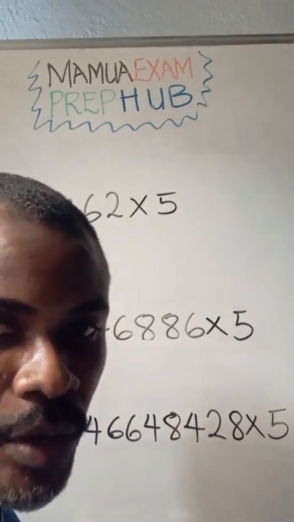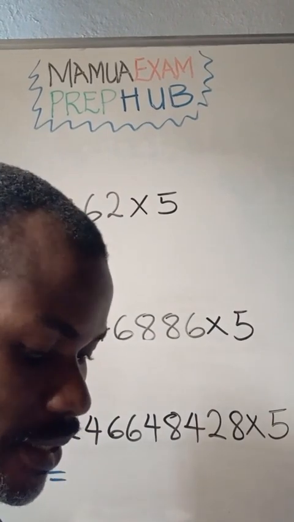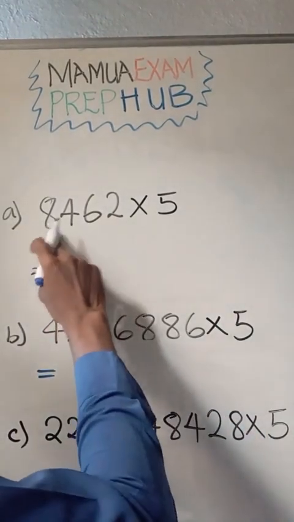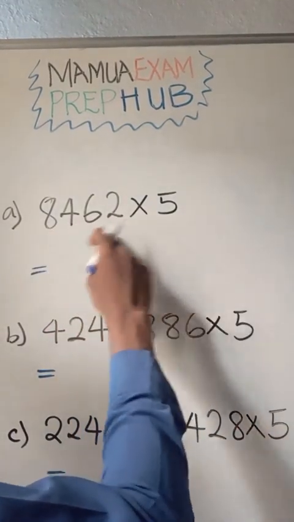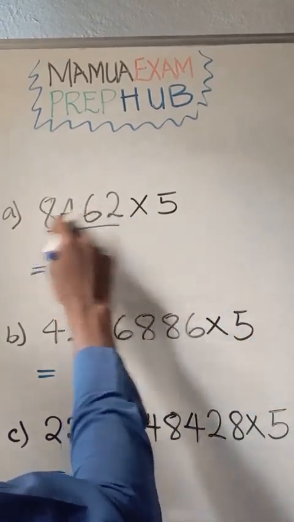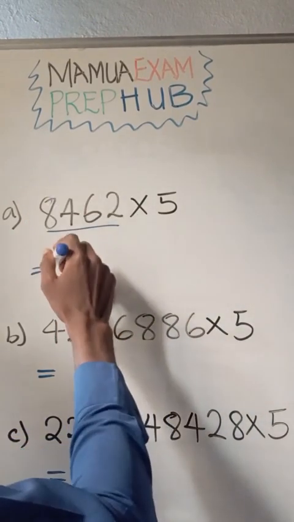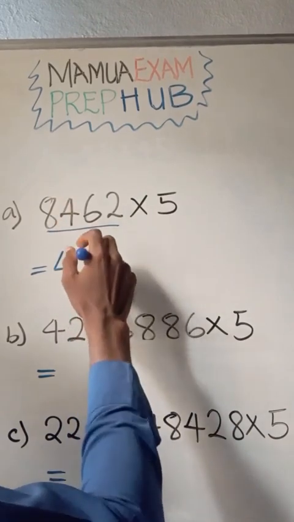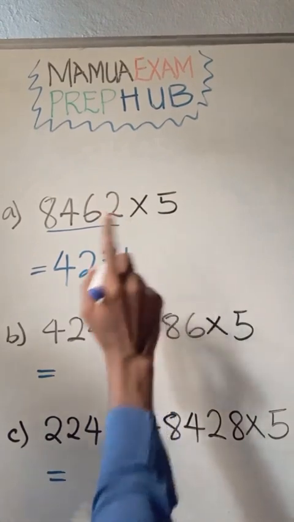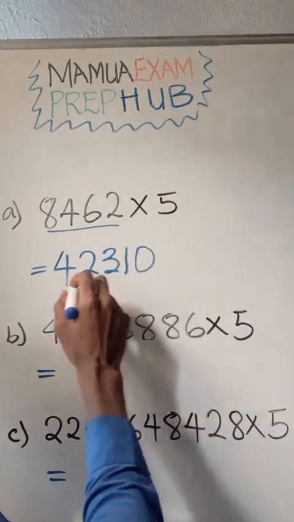Alright, even faster than a calculator, we are going to multiply these numbers by 5 without wasting much of our time and getting the answer correctly with speed and accuracy. So for the first one, 8,462 times 5. We are going to divide all this by 2 because it's an even number, because it ends with 2. So 8 divided by 2 is 4. 4 divided by 2 is 2. 6 divided by 2 is 3. 2 divided by 2 is 1. Remember the rule, if it ends with an even number, you end it with 0. So this is your answer.